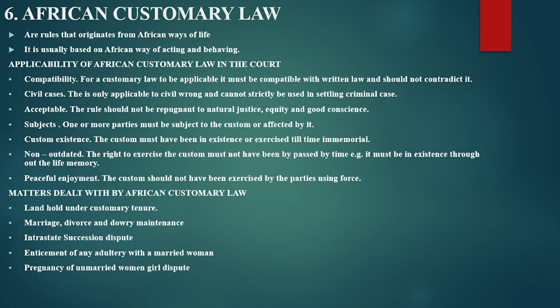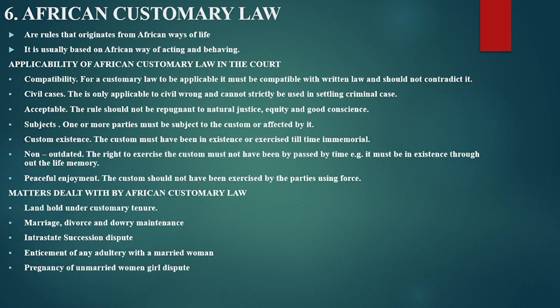Therefore, we also have another source of law, which is African customary rules, rules that originate from the African way of life. They are majorly based on morality and the way Africans organize themselves according to their customs. So it is usually based on the African way of acting and behaving. Applicability of African customary rules in court. Compatibility: for a customary rule to be applicable, it must be compatible with written laws and should not contradict them.